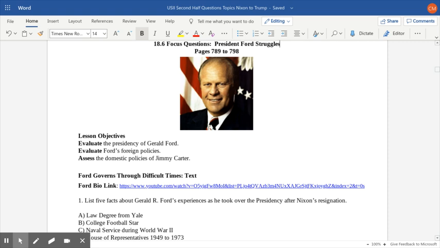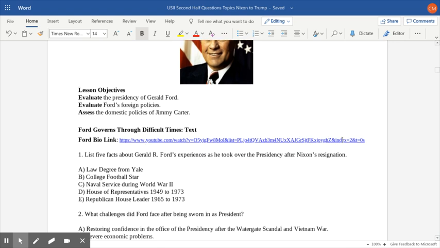Some of the objectives that we'll cover through 18.6, part 1, will be obviously the presidency of Ford, his domestic and foreign policies, and eventually the challenge that Jimmy Carter would present to President Ford.